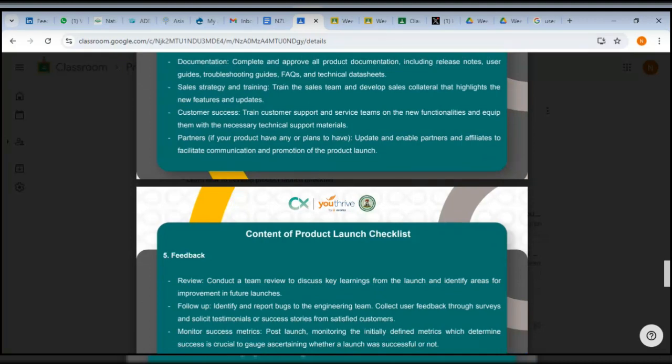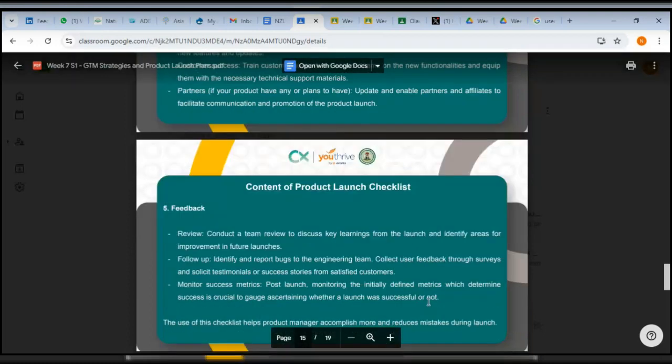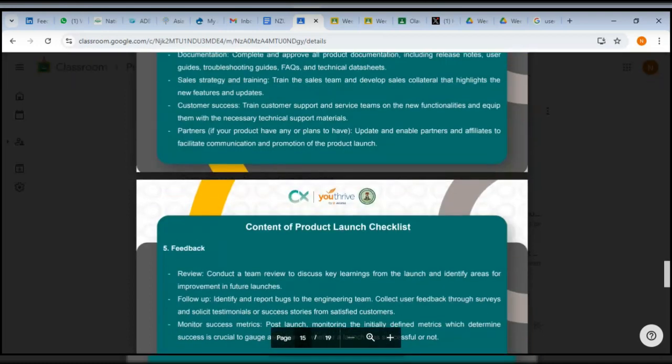Sales strategy and training. Train the sales team and develop sales collateral that highlights the new features and updates.